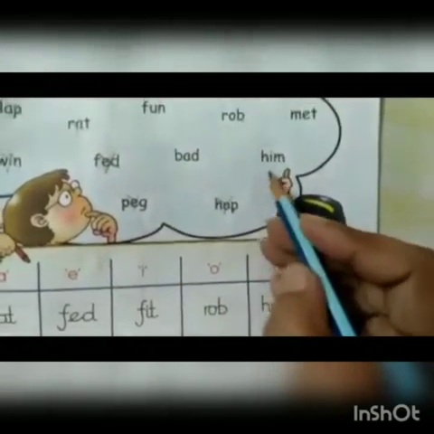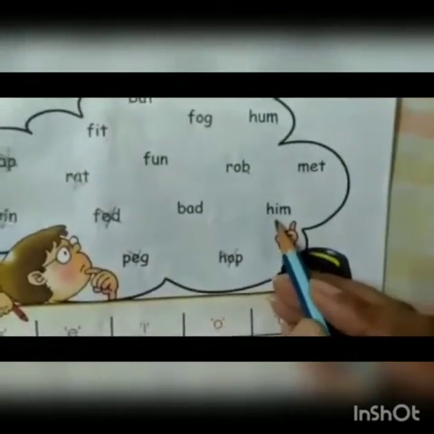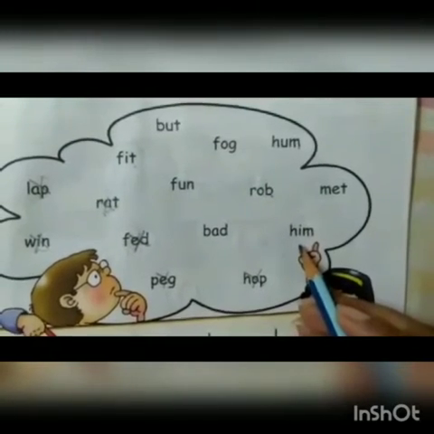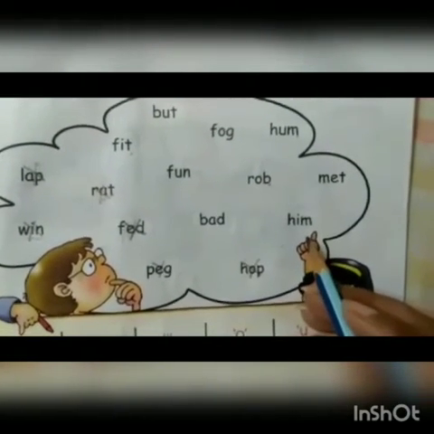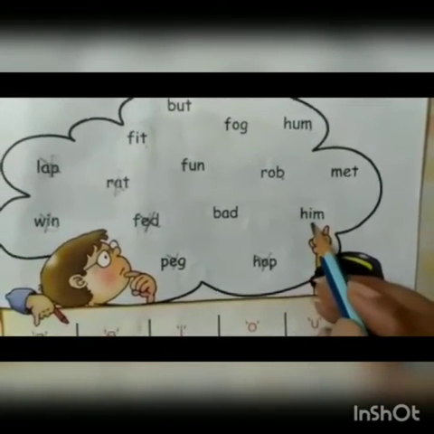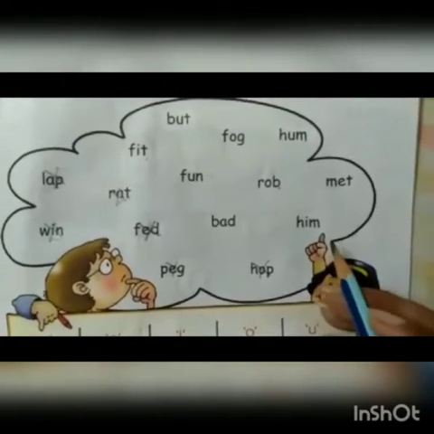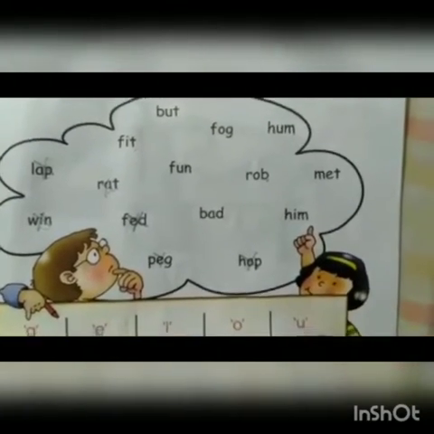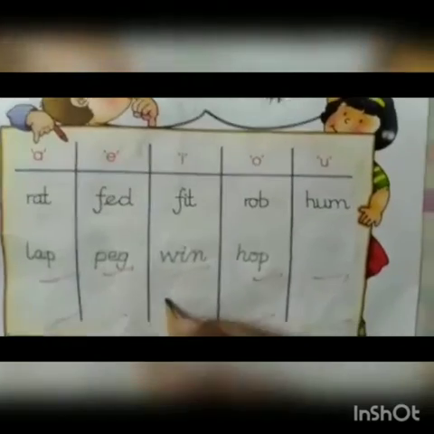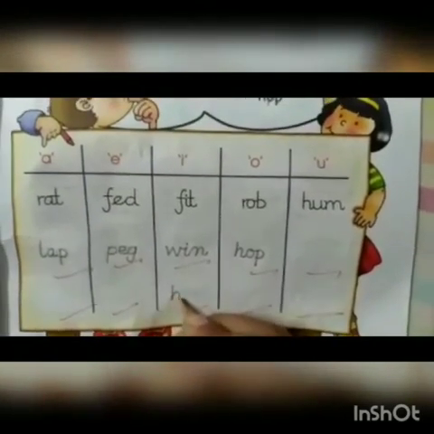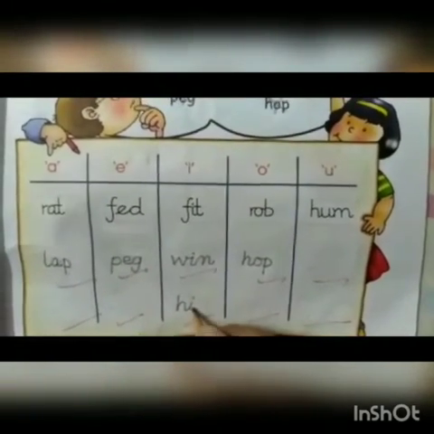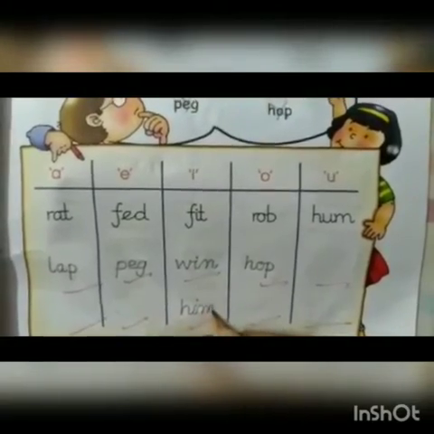Come to the next. Read this name. Hymn. Now tell me which vowel used in hymn? I vowel. So we will write this name in I vowel column. Hymn. H I M N. Hymn.